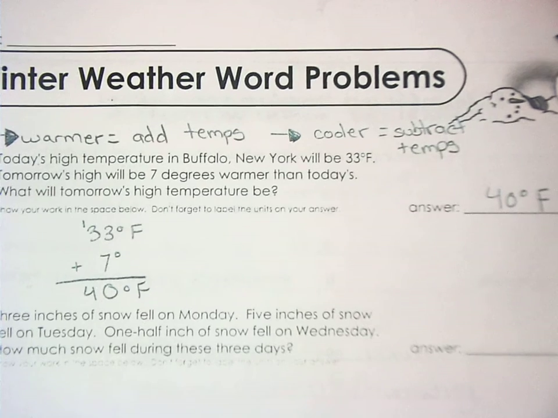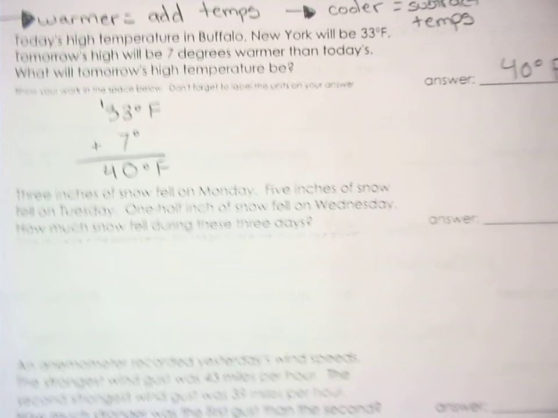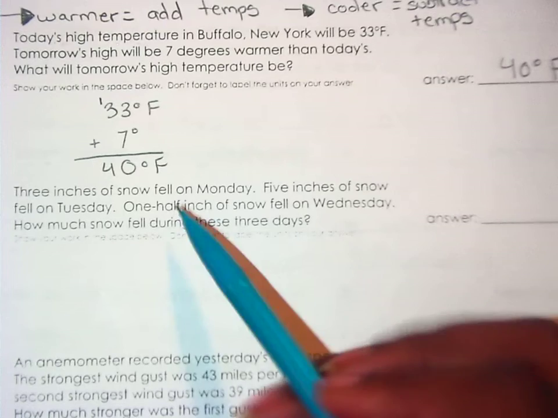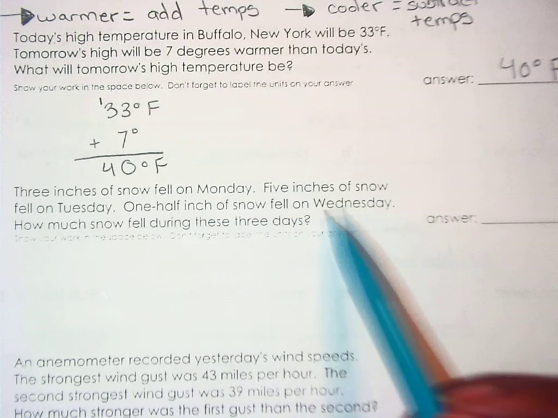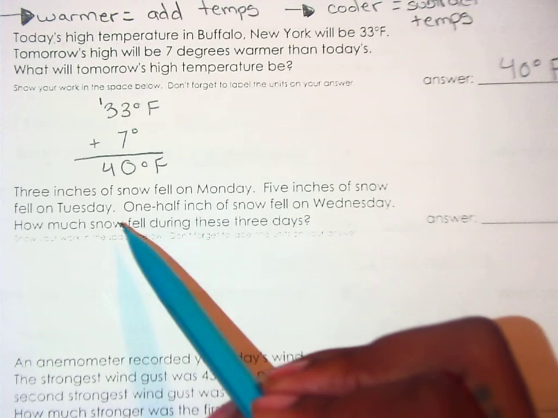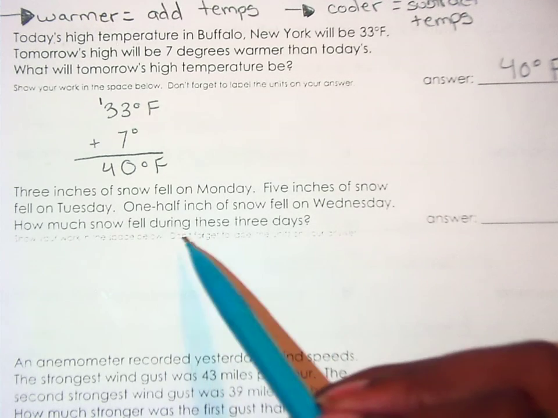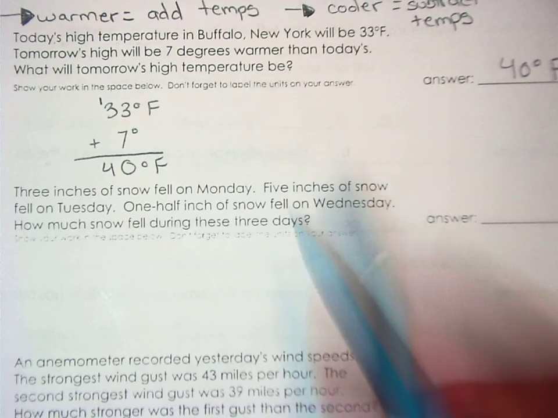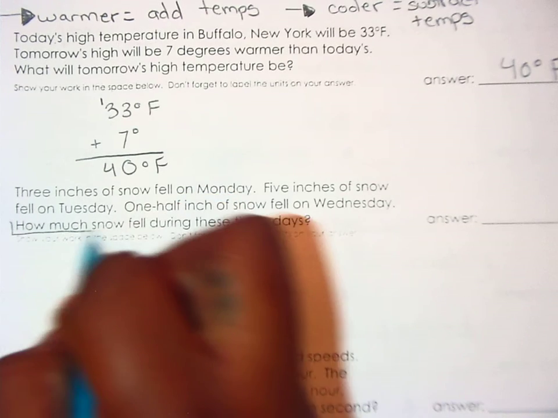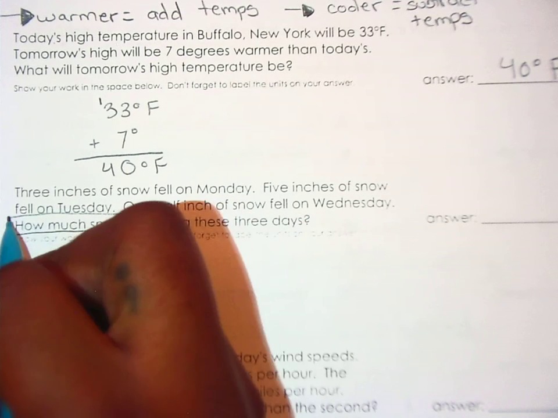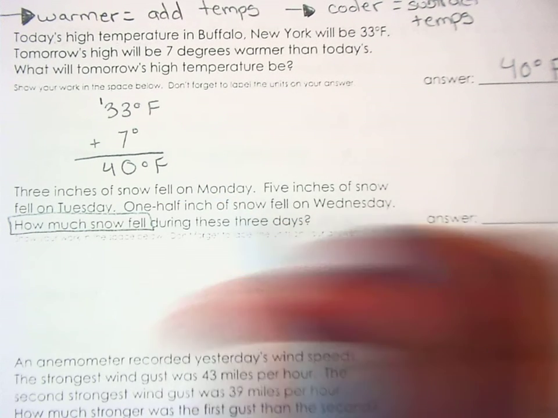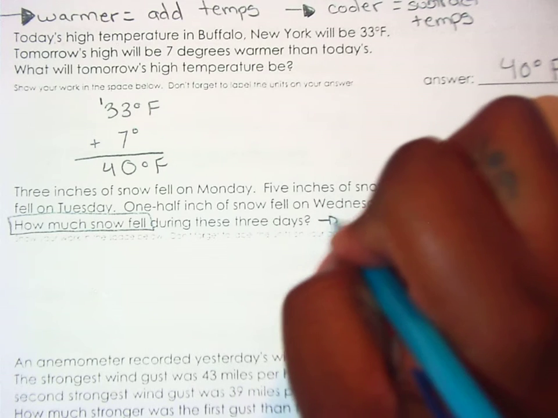Okay? Now, let's go read question 2. 3 inches of snow fell on Monday. 5 inches of snow fell on Tuesday. 1/2 inch of snow fell on Wednesday. How much snow fell during these 3 days? Okay? They ask you how much snow fell. They ask you in all, which tells me that I am actually going to add.